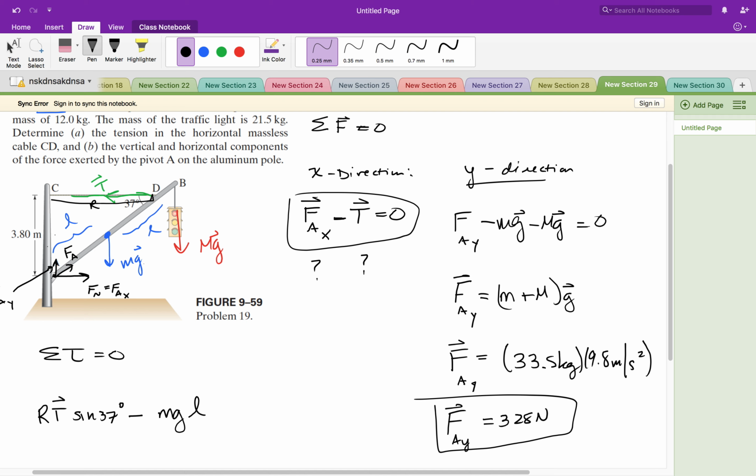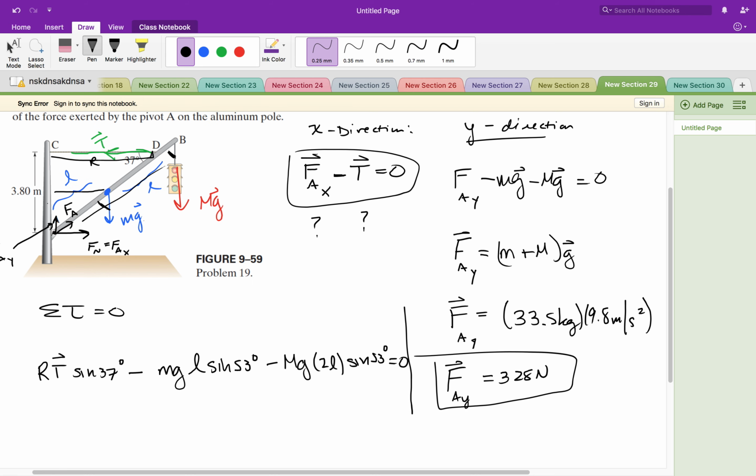and the angle, if I think of it this way, is the angle that we're looking at here. That angle is going to be 90 minus 37, which is 53. So the sine of 53 degrees. And then the same thing, it's going to be the same angle here, but now the distance is 2L. So it's going to be minus 2 MGL. Sorry, it's a big M. Let me be more specific: it's going to be Mg times 2L times the sine of 53, all equal to 0. Keep that there separate.